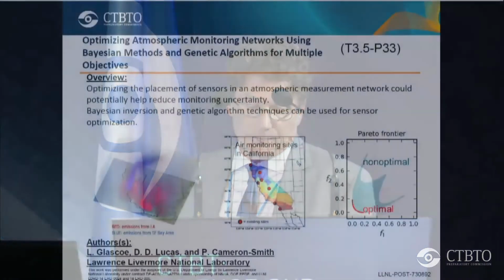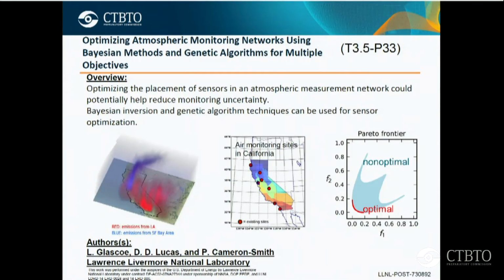It's my pleasure to present to you a poster on optimizing atmospheric sensor networks to minimize uncertainty using Bayesian and genetic algorithms with multiple objectives. An example analogous to treaty monitoring is discussed in detail. This example is the design of greenhouse gas sensors in the state of California, optimizing on two competing objectives, sensor performance and deployment cost. I look forward to seeing you at my poster.